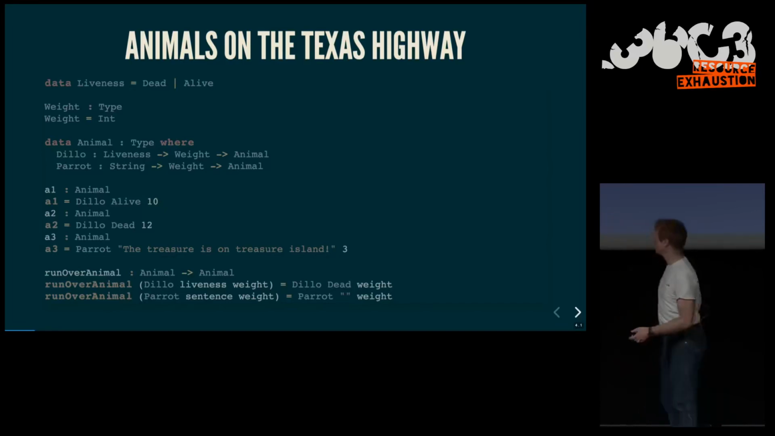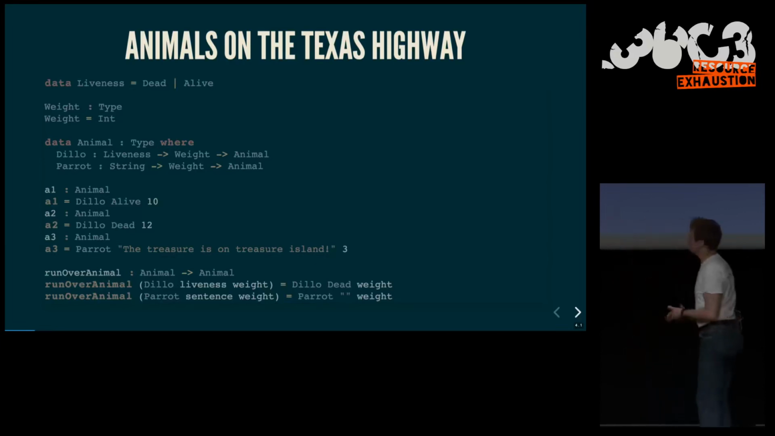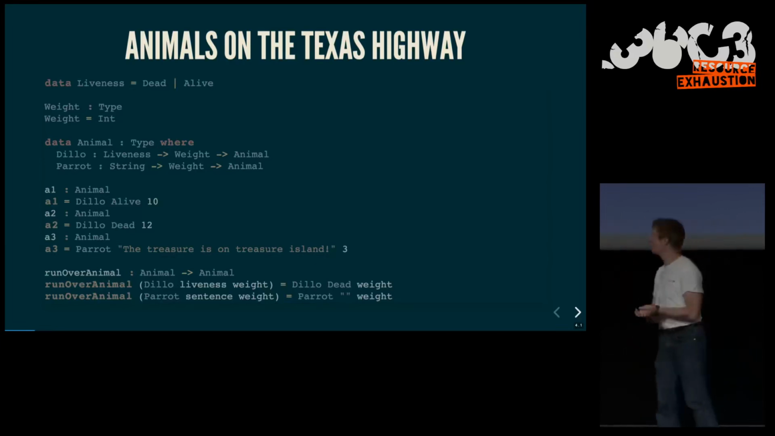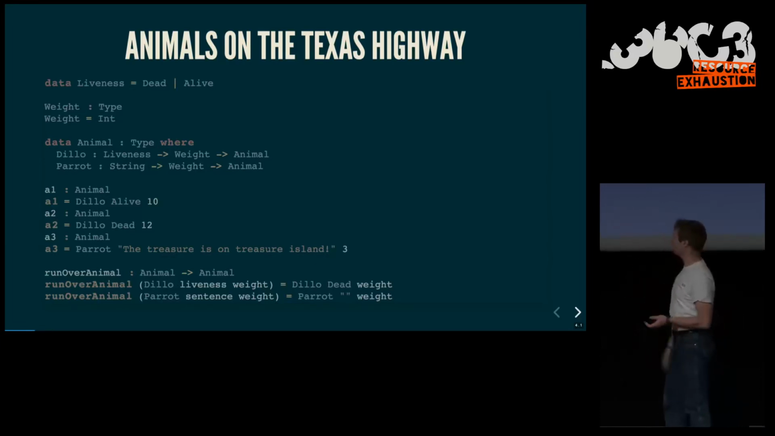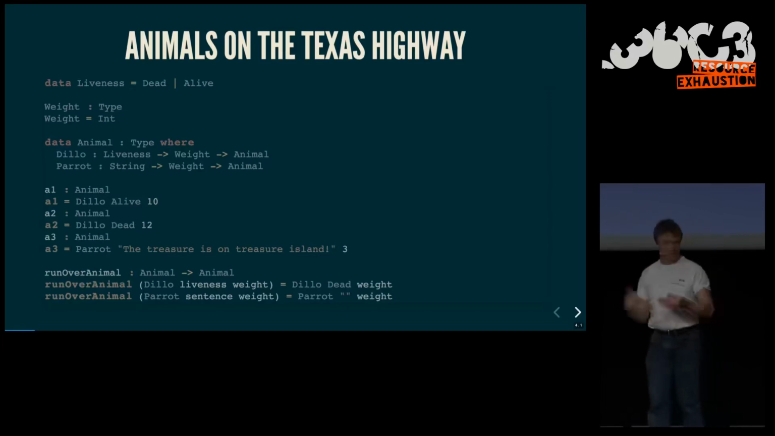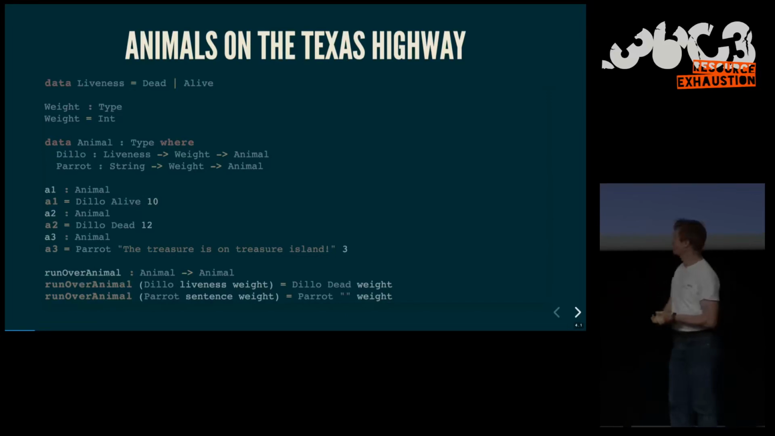There's two different equations, and the first equation says what happens to armadillos when they get run over. So an armadillo has a liveness and a weight. Here's something going on called pattern matching. And the second equation says when there's a parrot going on and it has a sentence and a weight. And on the right-hand side, you can see, well, when an armadillo gets run over, all that means is the liveness sort of turns to dead. We're constructing a new armadillo object, and it's dead, and it has the same weight as before.